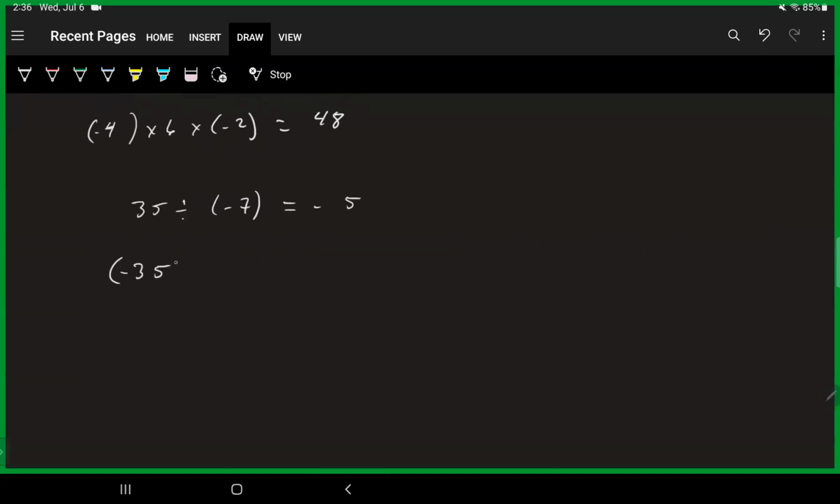-35 divided by -7. That's 2 negatives. So the output is going to be positive. So again, that's just going to be +5. And that's really all there is to multiplying and dividing integers.